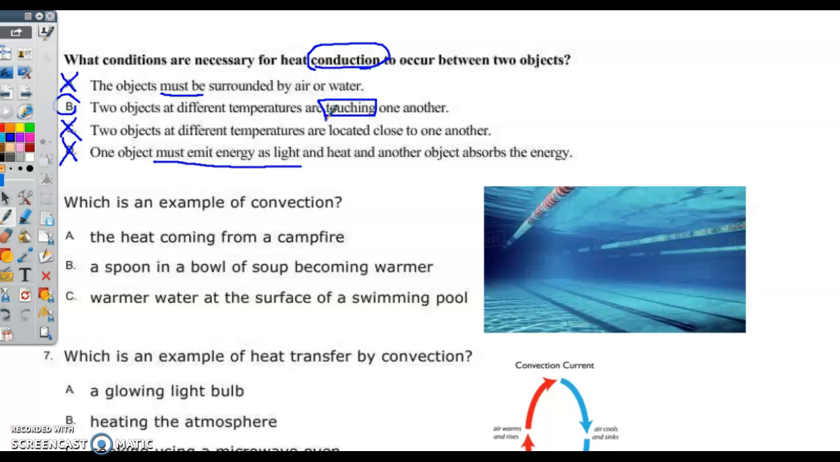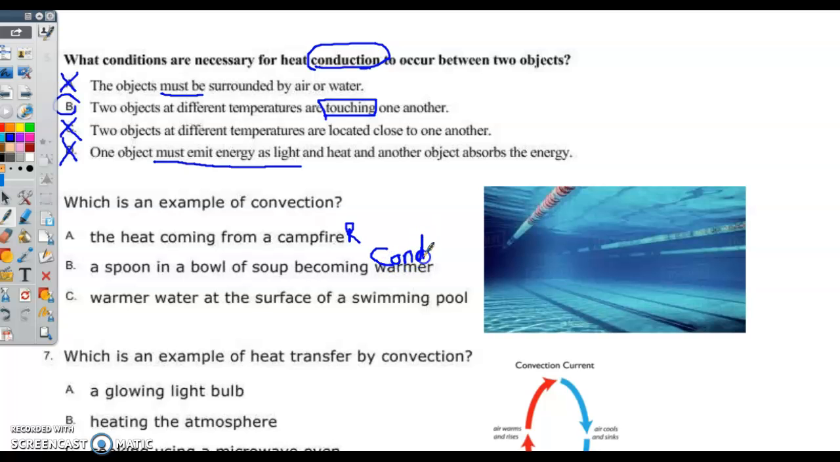I think with the picture that I have on here, I think it's pretty obvious what the answer is. But I'm going to make you answer the other ones just in case. Which of these is an example of convection? What about the heat coming from a campfire? Typically our answer is what, Bianca? Radiation. We know that a spoon becoming warm in a bowl of soup is conduction. There's touching going on there.